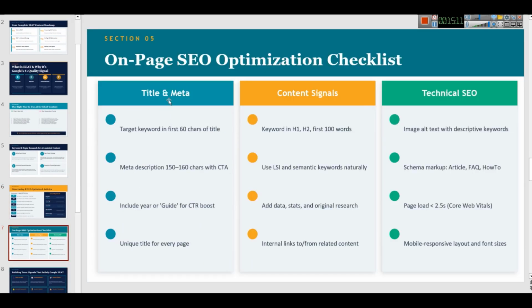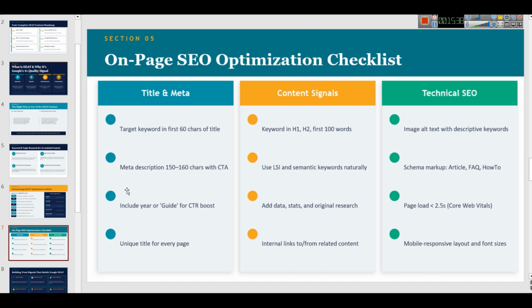Next is the on-page SEO checklist. Here you should have title and meta. Your target keyword should be in the first 60 characters of the title. Meta description should be 150 to 160 characters. If you are not sure about how to put the SEO title and meta description, there are many other tutorials where you can find that.